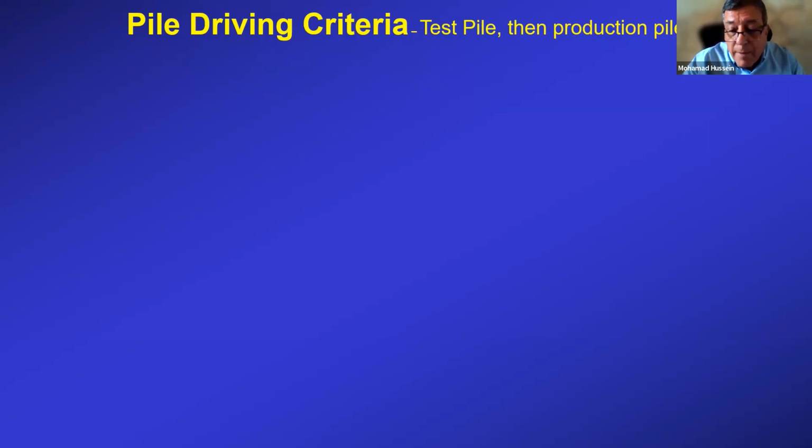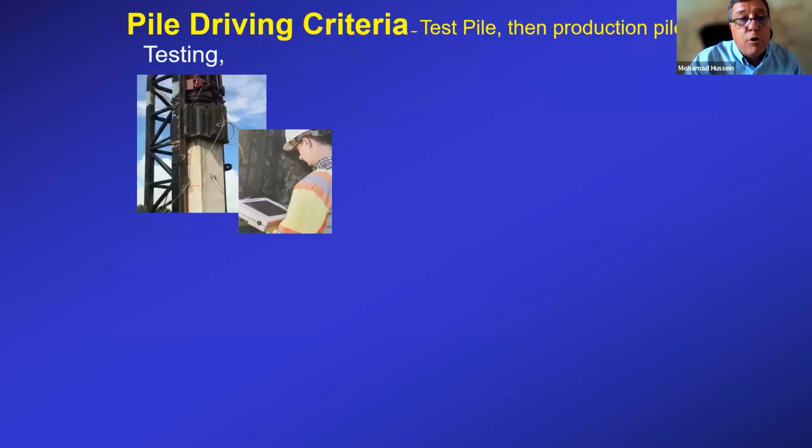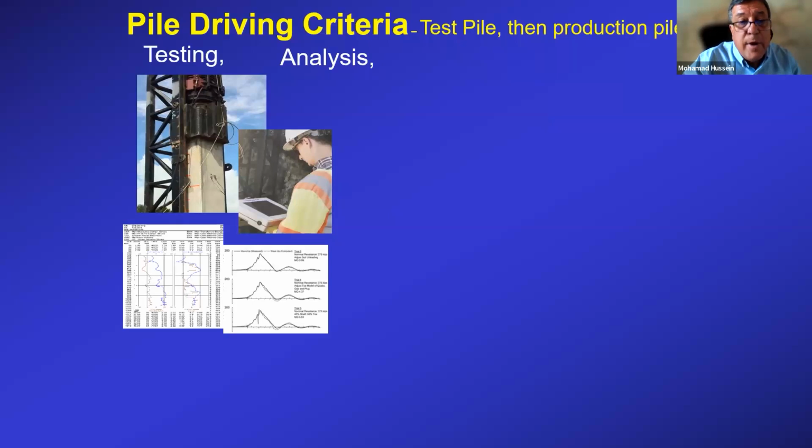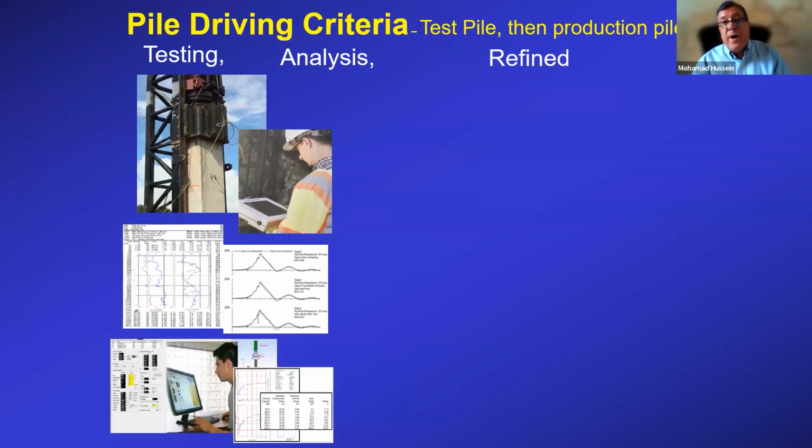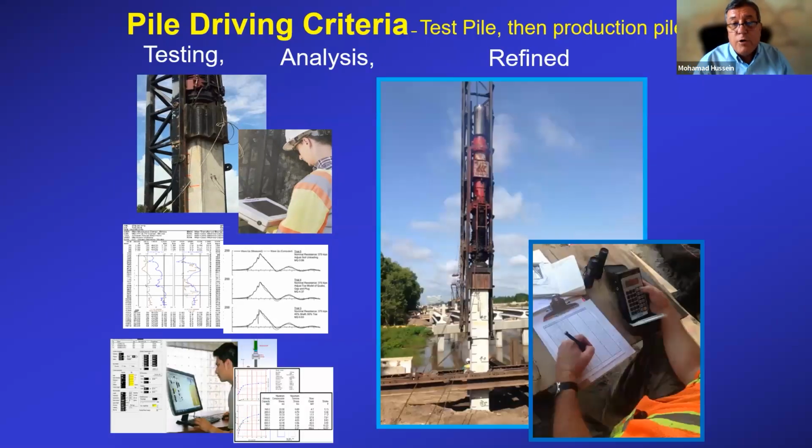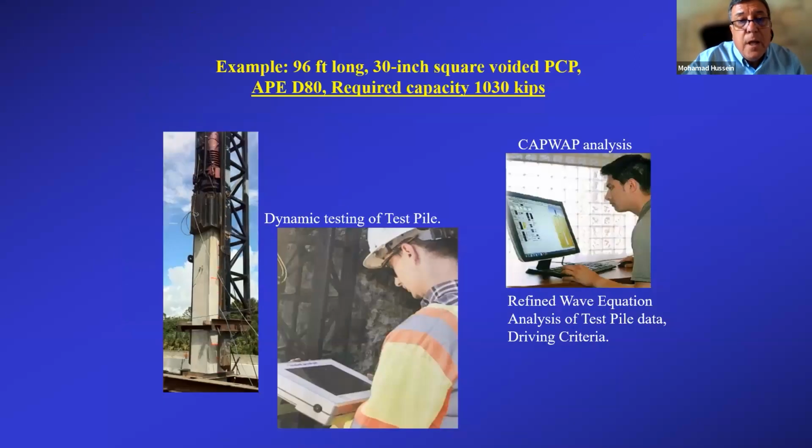To come up with the pile driving criteria from a test pile program, we start with the testing. Gerald mentioned earlier today the PDA testing of the pile, the dynamic load test, then the analysis by signal matching, and finally refined wave equation analyses, in order to come up with a pile driving criteria that the inspector then uses on site to monitor and record the driving of the pile, which will be the basis of acceptance.